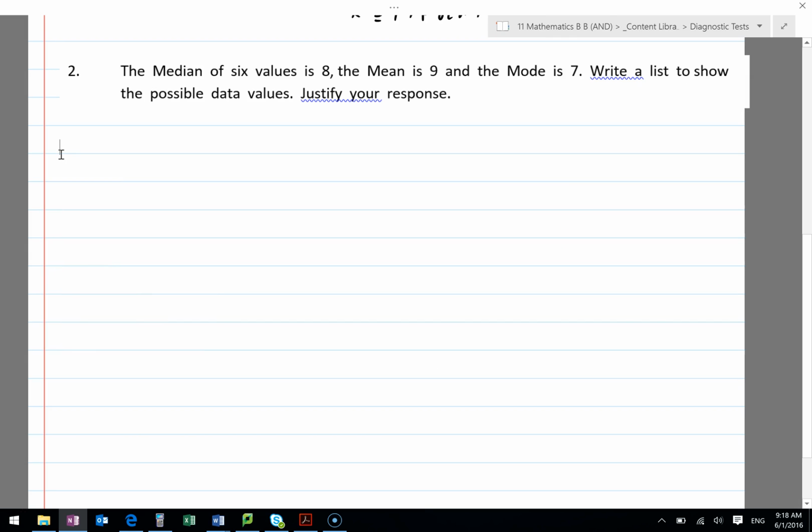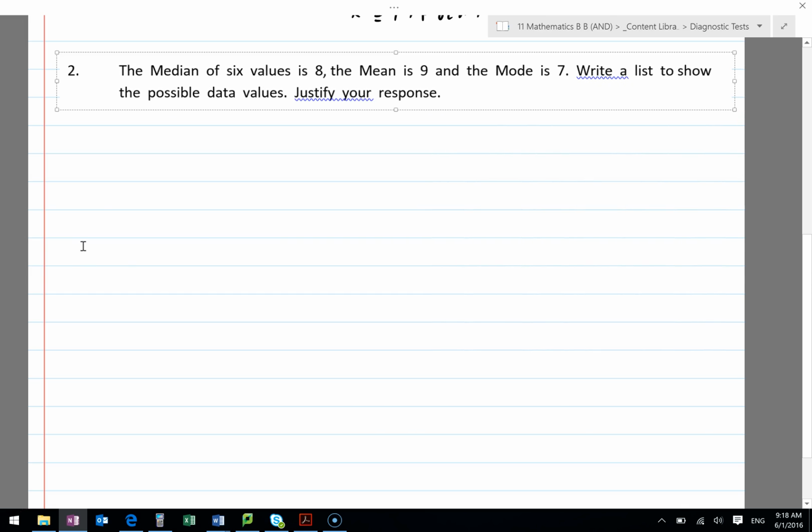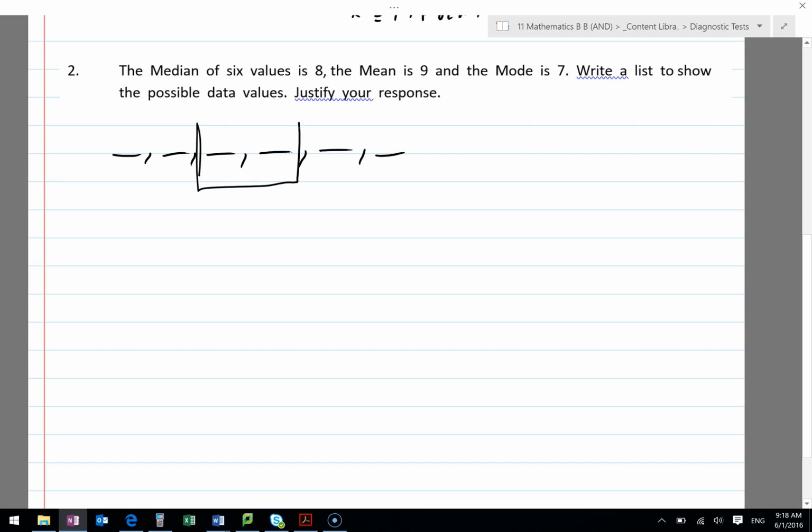Question 2 requires a little bit of experimentation to show some possible data values here. So the information we have is the median of 6 values is 8. So I know we're going to have 6 values. Since there's 6 values, we know that the median is going to be the average of these two scores. So we need to make sure that these two in the box are going to average or have the mean of 8.